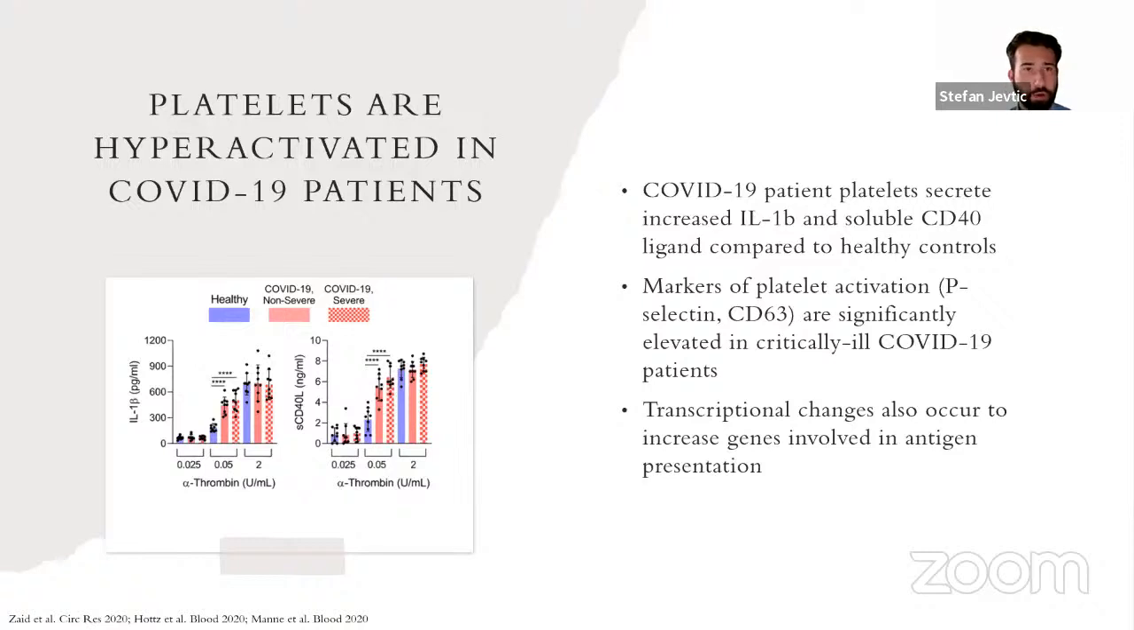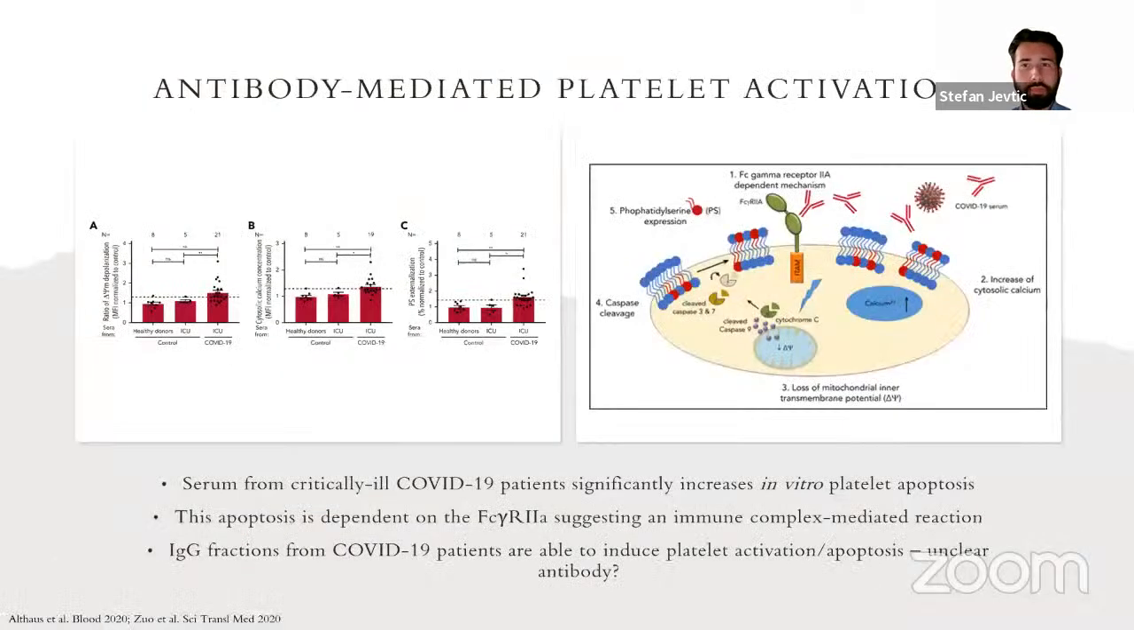How exactly this occurs is not quite clear. Some studies have hypothesized that there's potentially direct viral infection of the platelets, but this has not been proven yet in vitro. But another interesting concept is the potential of antibody-mediated platelet cell activation. And so as we discussed, the Fc gamma receptor 2A on platelet surfaces is able to bind to various immunoglobulins, and through this can activate the platelet into a prothrombotic phenotype.